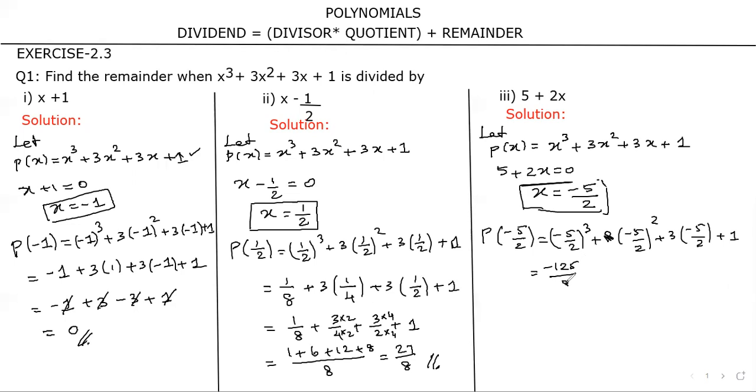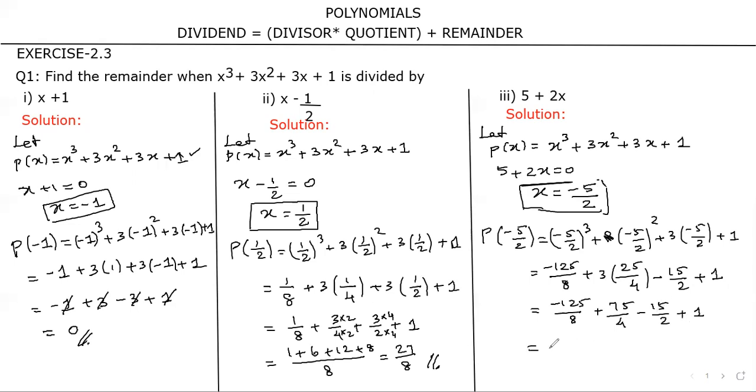2 cube is 8. And here plus 3 times 5 square is 25 over 2 square is 4. This negative will go off. Minus 3 fives are 15 over 2 plus 1. So here, minus 125 over 8 plus 3 times 25 is 75 over 4 minus 15 over 2 plus 1.